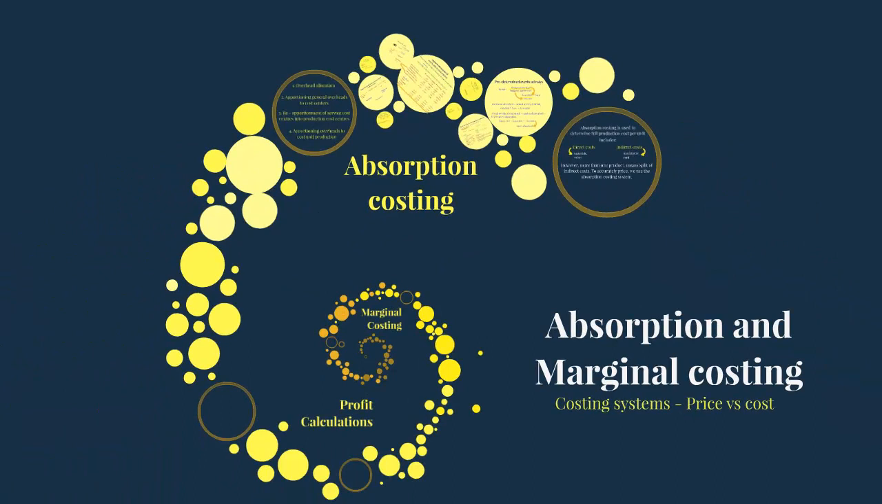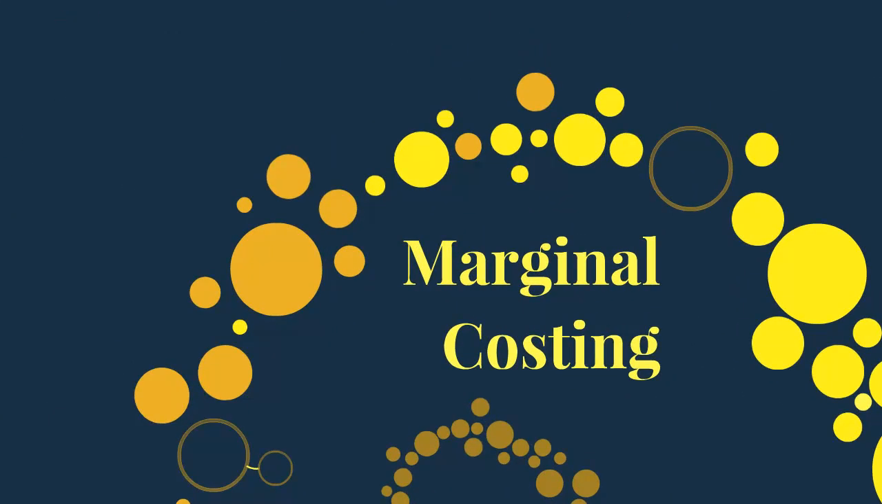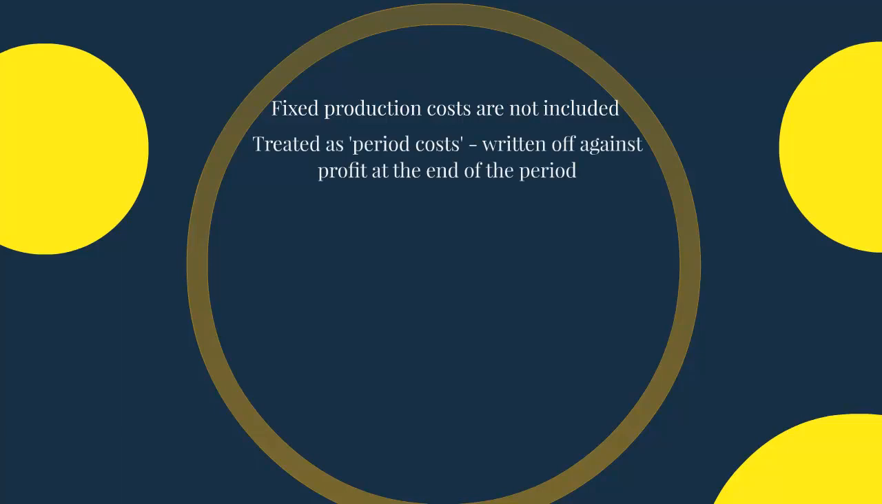So now that we've looked at absorption costing, let's take a look at marginal costing. So what is marginal costing? Now, unlike absorption costing, fixed production costs are not included in the cost of production. So rather than absorbing those fixed costs into the cost of production, we merely write them off at the end. We deduct them from our profit at the end of the accounting period.